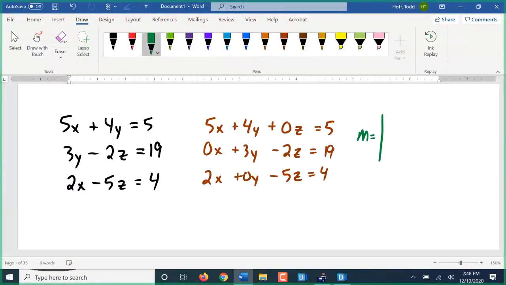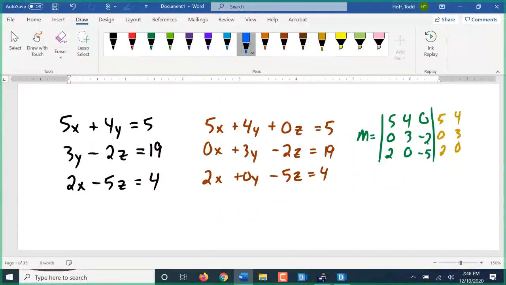Our base matrix, 5, 0, 2, 4, 3, 0, and 0, negative 2, negative 5. Recopy the first columns. And we'll do our diagonals. 5 times 3 is 15, times negative 5 is negative 75. 4 times negative 2 is negative 8, times a positive 2 is a negative 16. And 0 times 0 times 0 is 0, giving us a negative 91 for our down diagonal total.